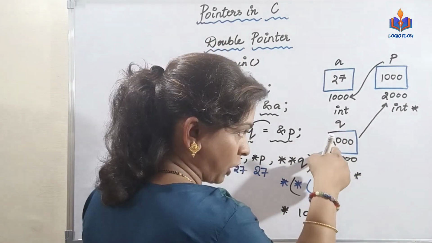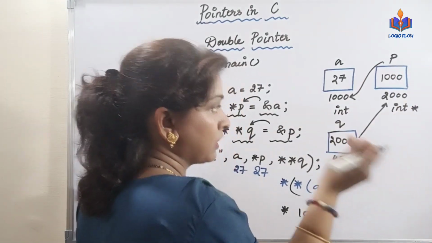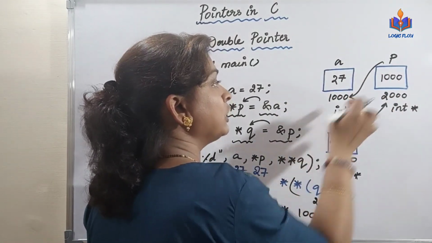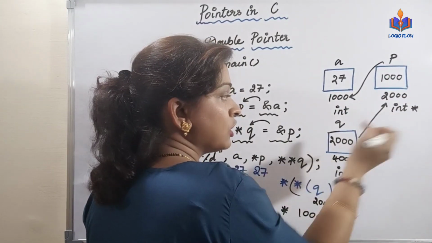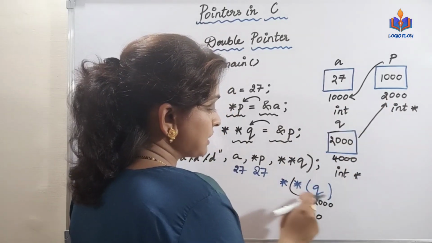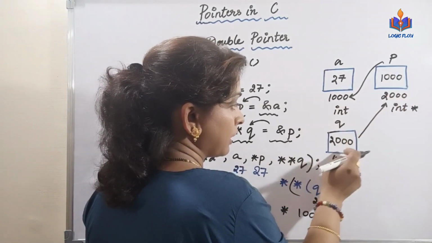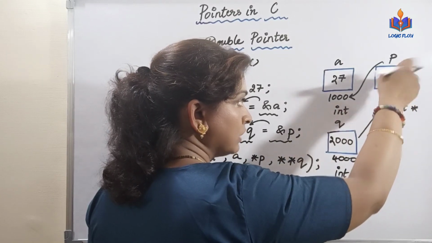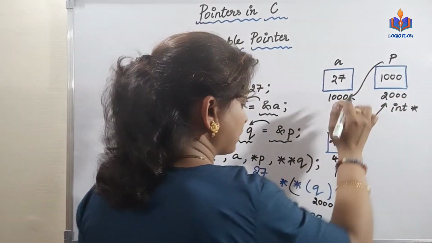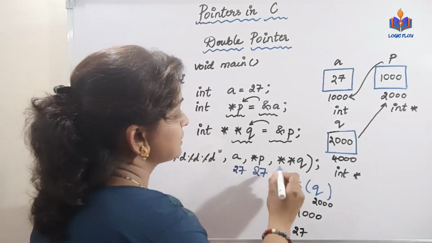Q means 2000, pointing at the location 2000. What is the value at 2000? It is an address. See, this is a pointer variable, and this is also a pointer variable. A pointer variable is pointing to one more pointer, so obviously I'll get an address. It is going to the location 2000. So when I say q, it is 2000. Asterisk 2000 is the value at the location. Pointing to the location 2000, what is the value? It is an address, so I get 1000. Now asterisk 1000 is the value at the location 1000. So it is 27. So here I'll get 27.